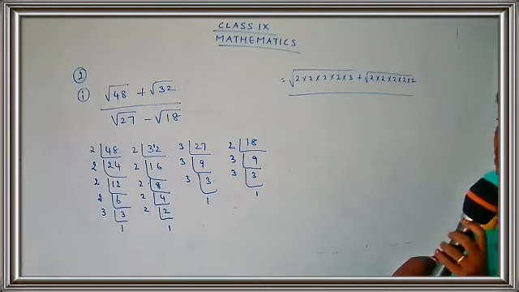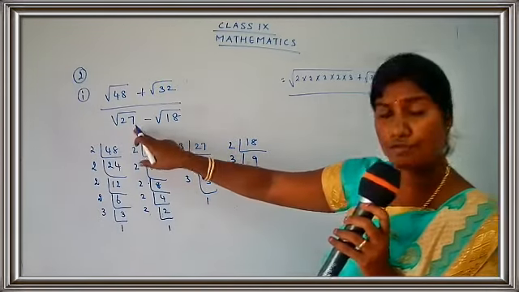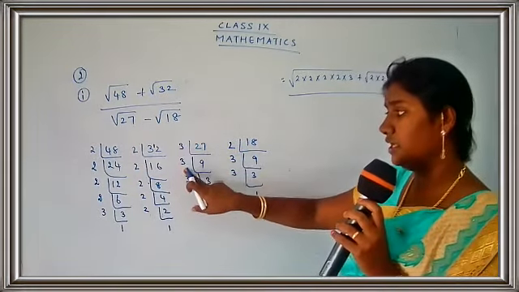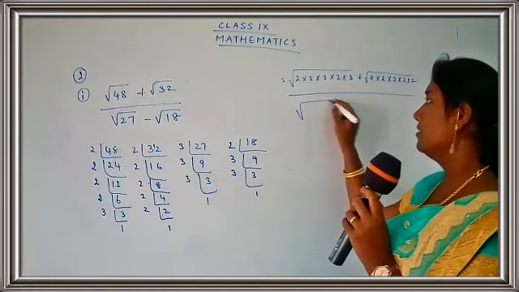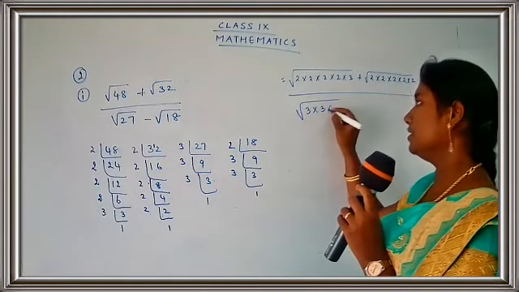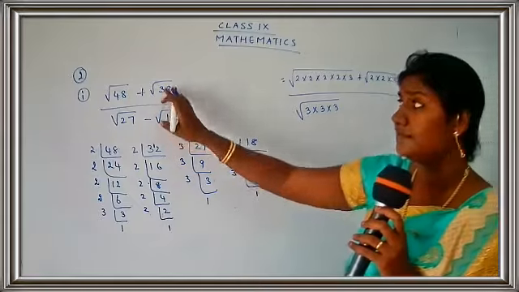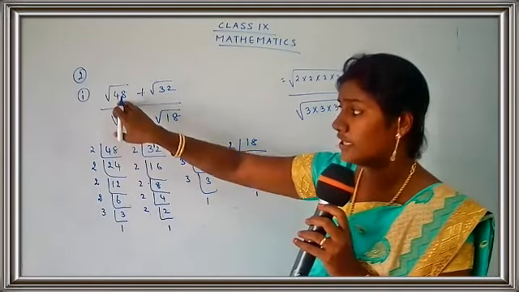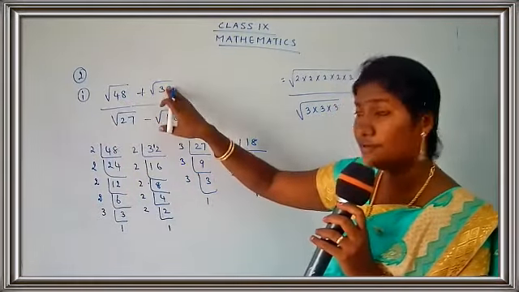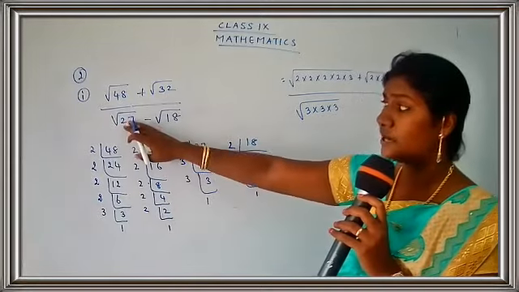Okay, root 27. What is the square root of 27? 3 into 3 into 3. So just put here 3 into 3 into 3. I am just replacing the numbers with the factors. I am replacing 48 with the factors. I am replacing 32 with the factors. I am going to replace 27 with the factors.